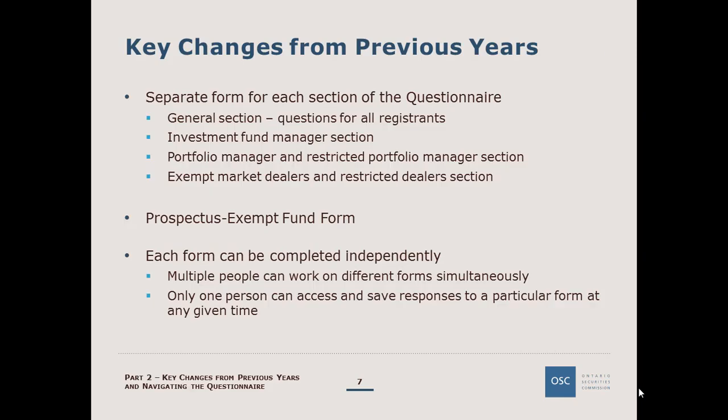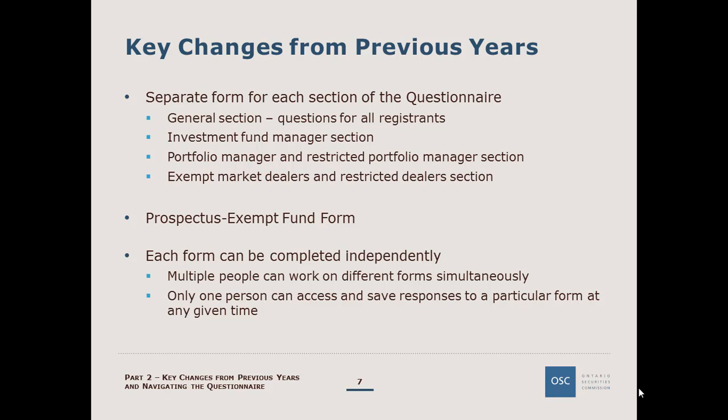We have listed the key changes in this year's questionnaire on slides 7 and 8. The key changes relate mainly to the new design of the electronic form. As you may have noticed already, there's a separate form for each section of the questionnaire this year. A complete set of the questionnaire includes the general section, which has to be completed by all registrants, a section for the investment fund managers, a section for the portfolio managers and restricted portfolio managers, a section for the exempt market dealers and restricted dealers, and a section for the investment fund managers to complete only if they also manage prospectus-exempt investment funds.